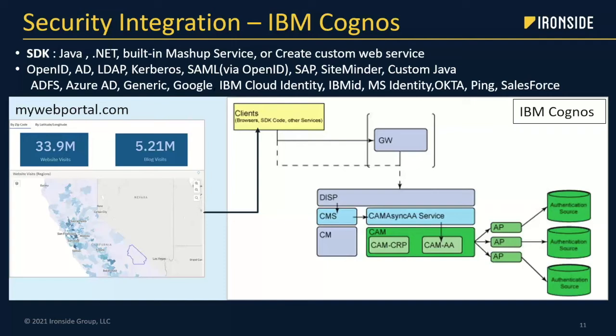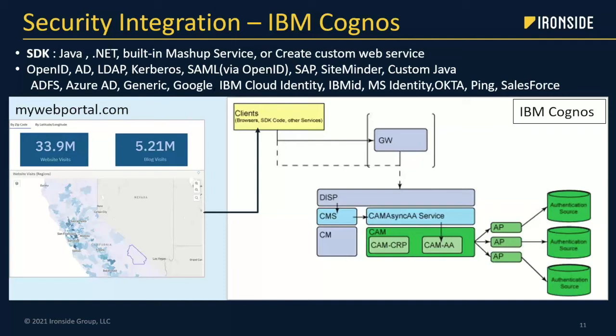Cognos is a very long, mature BI platform, so you can use a lot of security authentication here, right? I mentioned very popular ones here. You can do OpenID, AD, SAP, SiteMinder, pretty much everything you see on the market.